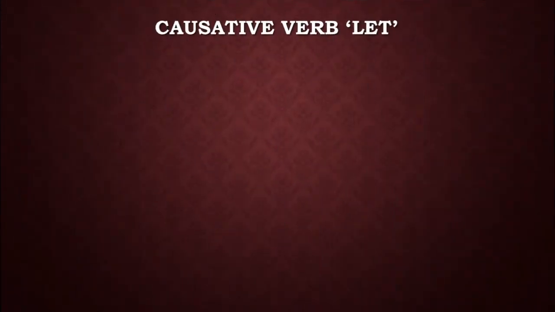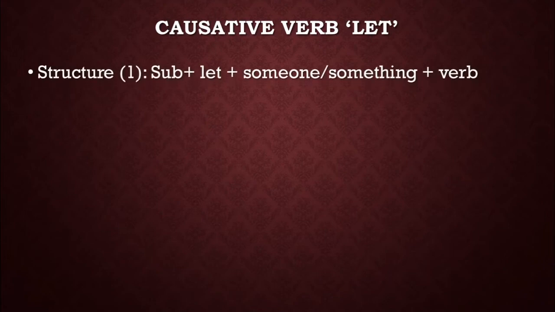Here we have another verb, let. This structure is for both conditions. When we use let with someone and when we use let with something, we have to follow this structure. When let makes someone or something do work, we use the same structure: subject, let, someone or something, then the base form of the verb.